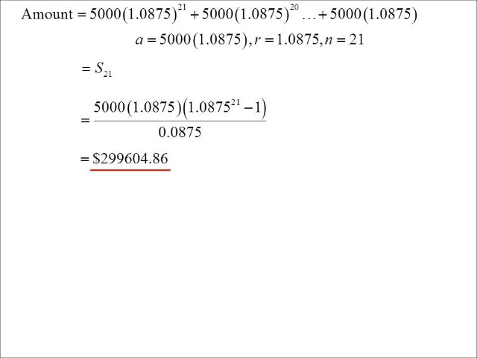So the total amount, and then we can see we've got a geometric series there. Okay. So the first term is 5,000 times 1.0875. The ratio also is 1.0875. Number of terms we have is 21. So we're basically saying, what is the sum of 21 terms? And so substituting into our formula, we get our value for the investment.